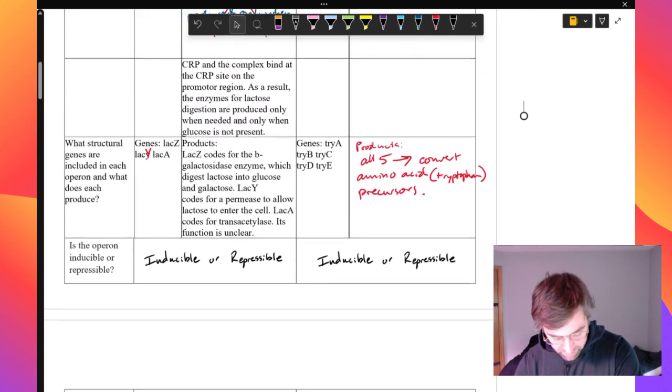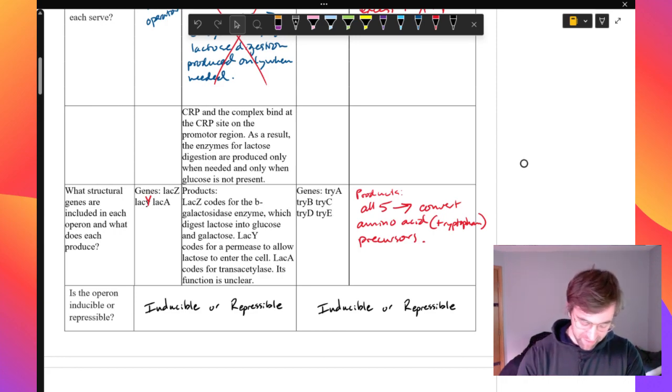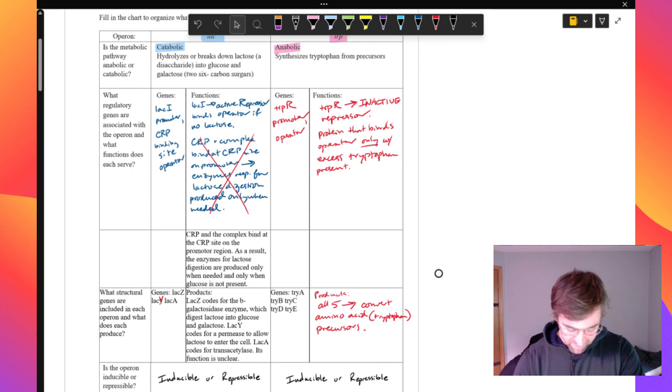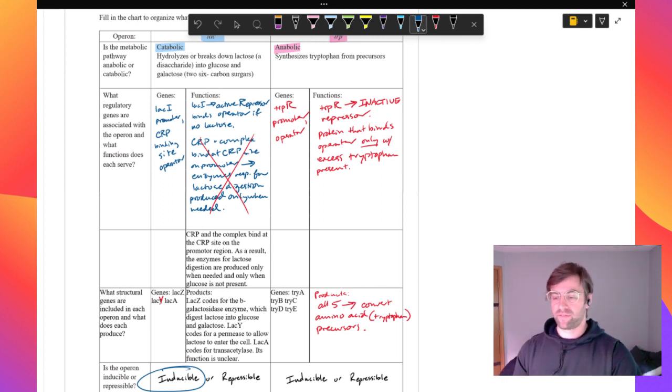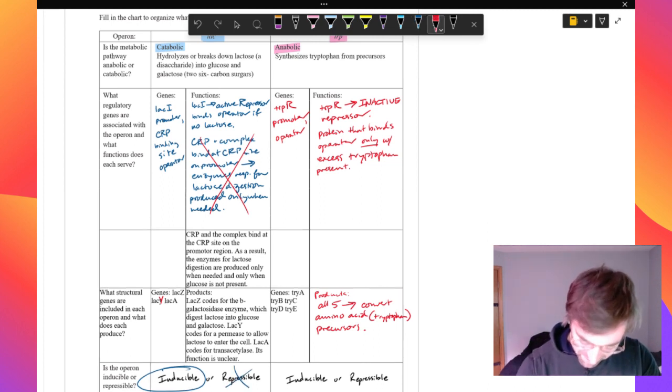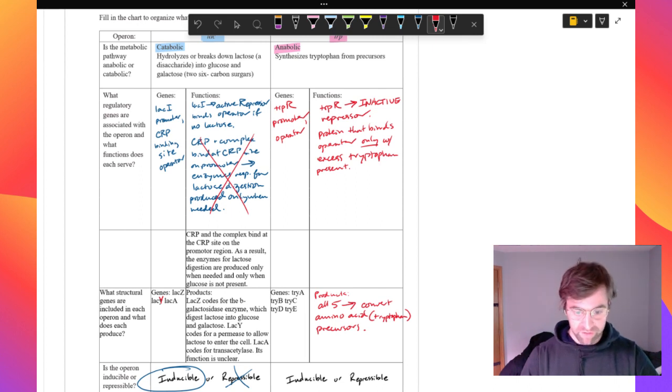All right, so is the operon inducible or repressible? Think back. We were talking about whether the repressor is active or inactive in its, I guess, ready state. The LAC operon on the left here is inducible. It is induced when lactose is present and glucose is low. We'll get into that in a second. The LAC operon is inducible, and the tryptophan operon is repressible.